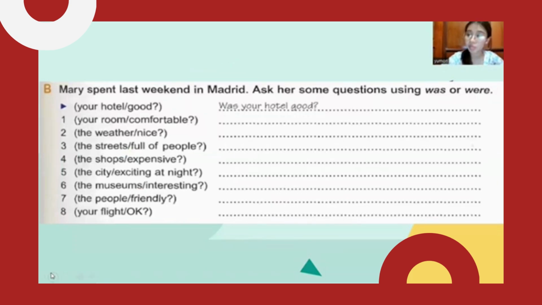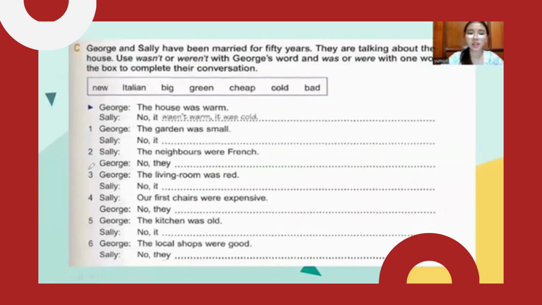Now we're going to do exercise C. Okay? So before we do this, let's read the question together. Okay? George and Sally have been married for 50 years. So if they are married for 50 years, are they young people or old people right now? Yes, of course, they are old people. Old people, they are quite forgetful, aren't they? Right? So they are talking about their first house. Use wasn't or weren't with George's words.